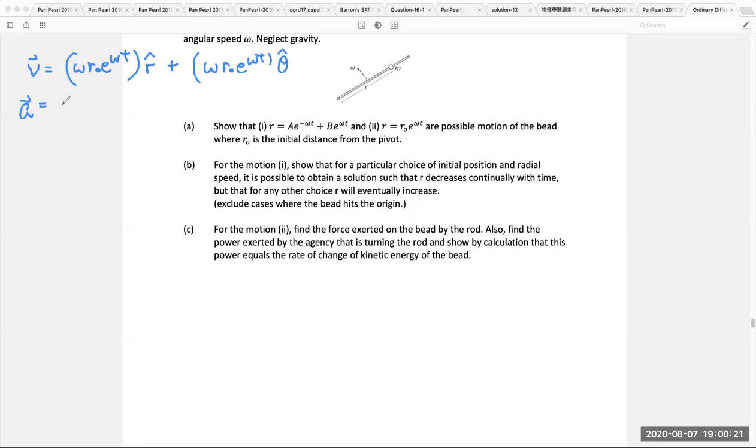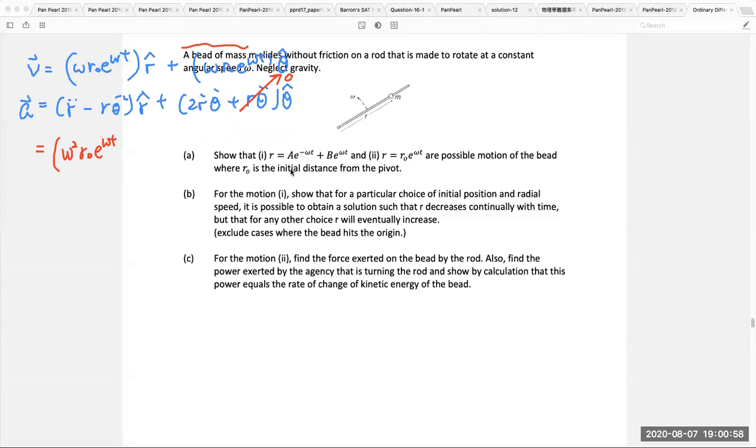And then for the acceleration, let me write it down first. There's (r dot dot minus r phi dot squared) r hat plus (2 r dot phi dot plus r phi dot dot) phi hat. Only this one is 0, the other is not 0. So for the first part, it's not difficult, it's omega squared. Why is the other 0? Because omega is a constant angular speed.